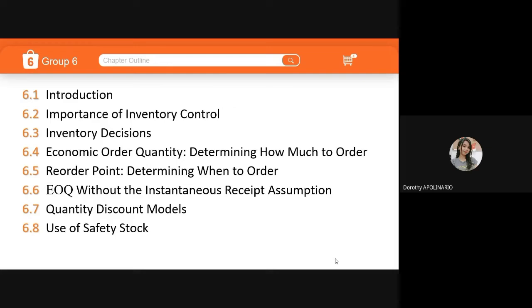Good morning, everyone. We are Group 6, and our topic is all about inventory control models. And this is the chapter outline.